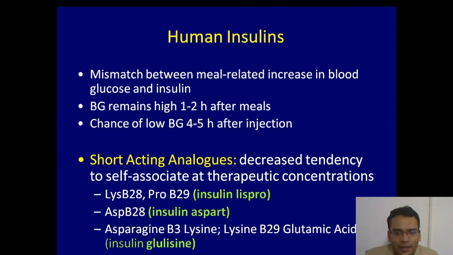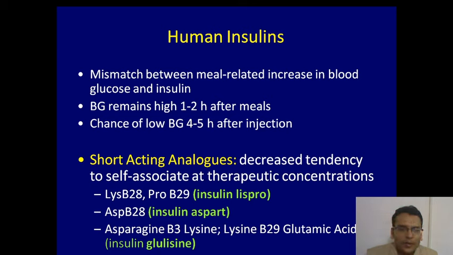And how do you do that? These short acting analogs have decreased tendency to self-associate at therapeutic concentration, so they don't form dimers or hexamers and are directly absorbed in their monomeric form. So you don't need to wait after injecting these insulin before a meal. You can inject them 5 to 10 minutes before meal, immediately before meal, or even after meal. So these could be useful in small kids where you don't know what quantity of meal that kid is going to consume. These insulin are also shown to have shorter duration of action, focusing more on postprandial action.